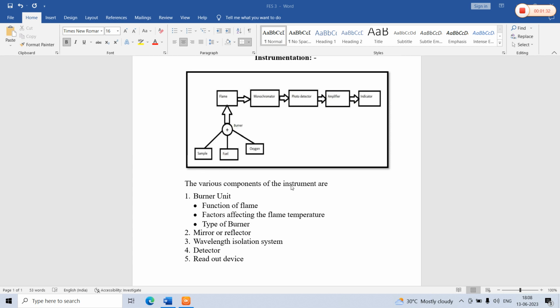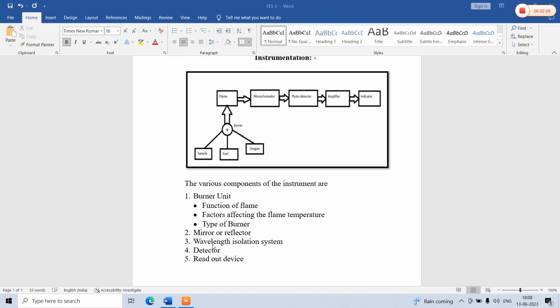Now the various components of the instrument are, first, the burner unit, which is indicated here. In that burner unit, the function of the flame, factors affecting the flame temperature, and the type of the burner are the three important factors. After the burner unit, there is a mirror or reflector, which reflects the light radiations in a particular direction.